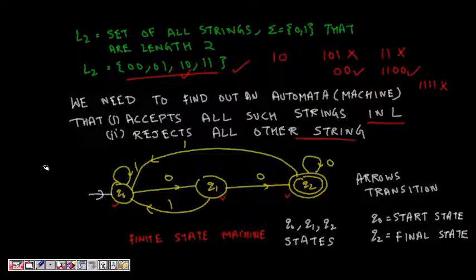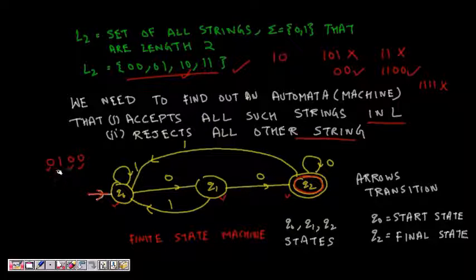I have some string, let's say 0100. Initially I start from the start state, and let's say these are some islands, and this is the final state. You read the whole string one symbol at a time: the first, then the second, third, fourth symbol, and so on. After reading the final symbol, if I am in a final state, the string is accepted. But if you are in a non-final state, the string is rejected.